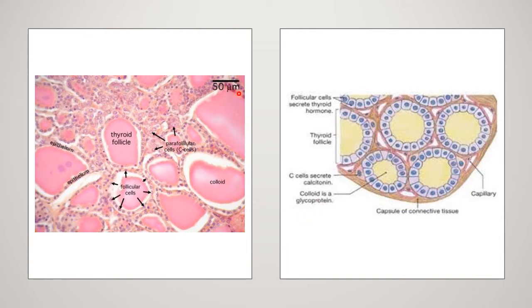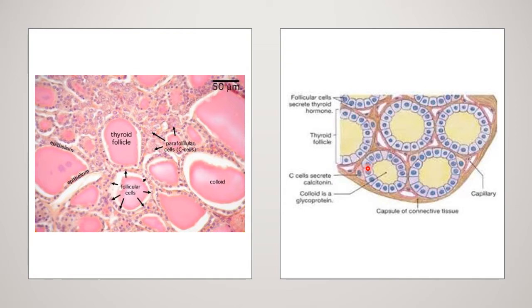A section of the thyroid gland will reveal numerous follicles. The whole thyroid is made of numerous follicles, and these follicles contain a substance known as the colloid, colloid-filled follicles. And each of these follicles is lined by a single layer of cells known as the follicular cells. And scattered among these follicular cells are larger cells known as C cells or clear cells, which produce calcitonin.